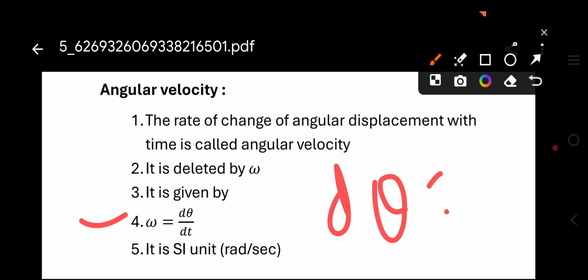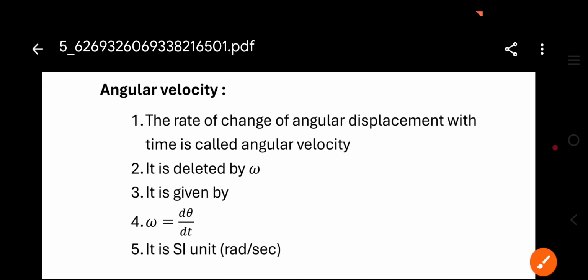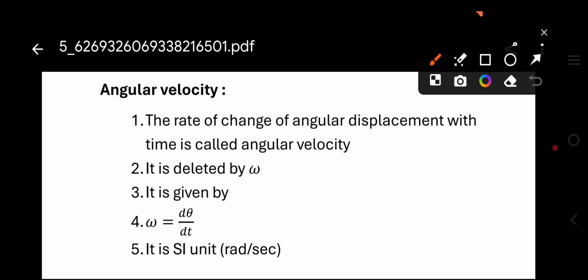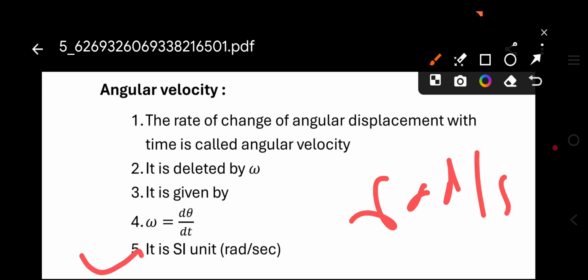d theta means a small element of angular displacement, and dt means small time. The SI unit of angular velocity is rad per second.